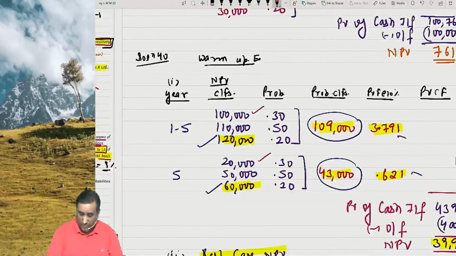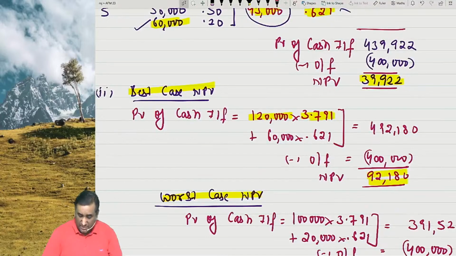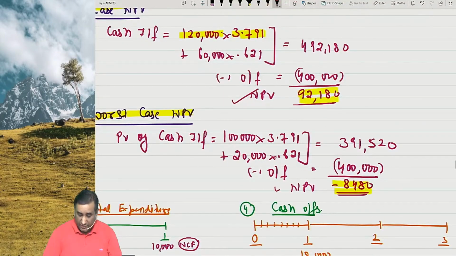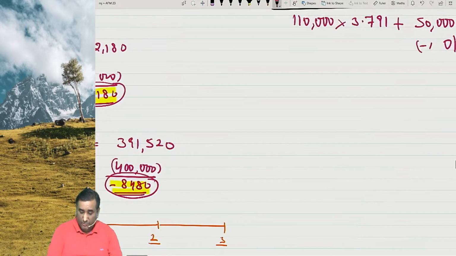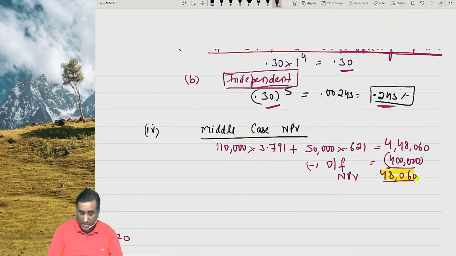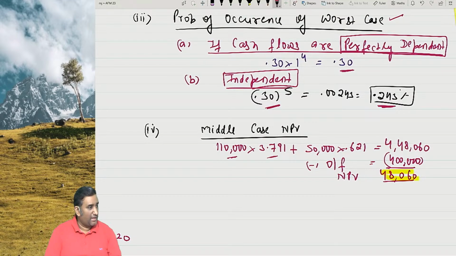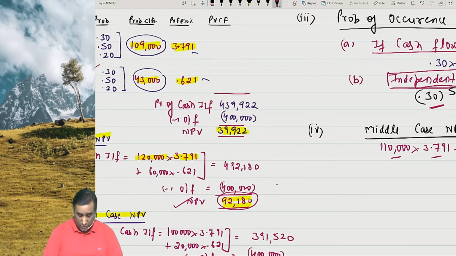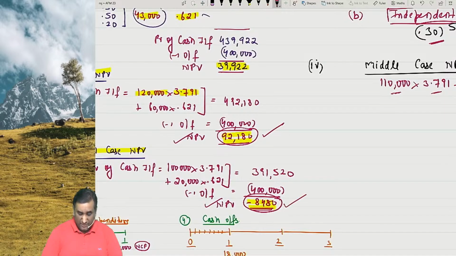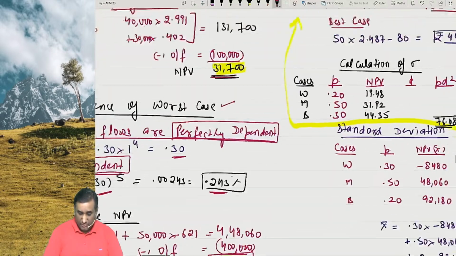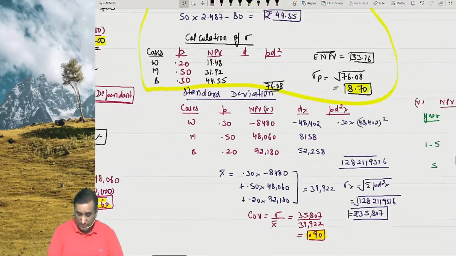What we just now calculated was, we calculated the best case NPV, we calculated the worst case NPV. These 2 numbers you already have. If someone does not have, you can write 92,180 minus 8480. We'll calculate, sir, what now? Middle case NPV. Middle case is 1,10,000 into 3.791 plus 50,000 into 0.621, and we'll get NPV as what? 48,060. So 3 x values will become what, sir? Values will become 92,180 best case, minus 8480, and this. This becomes my x value.